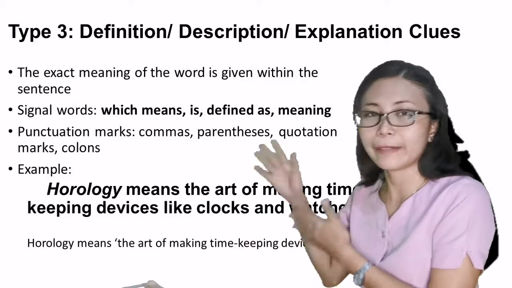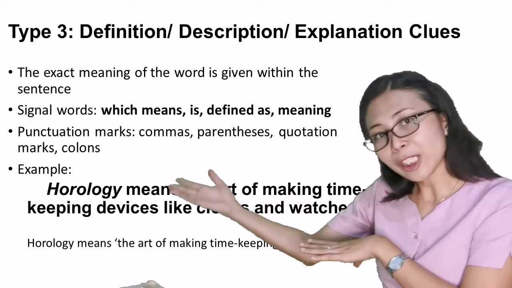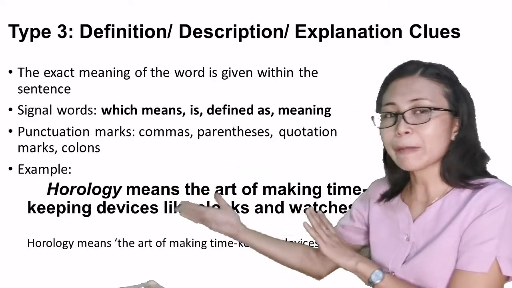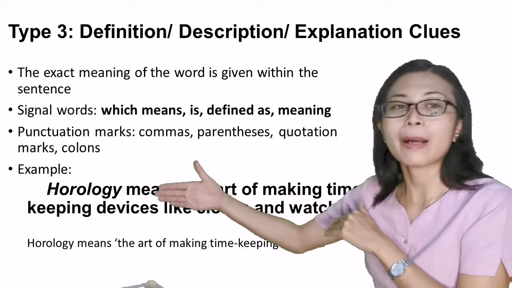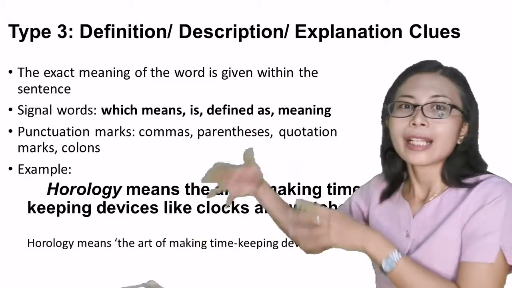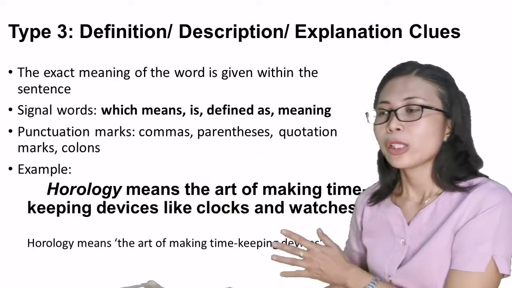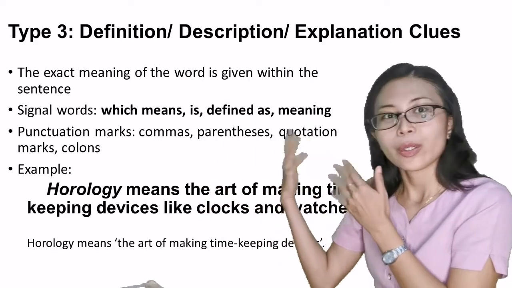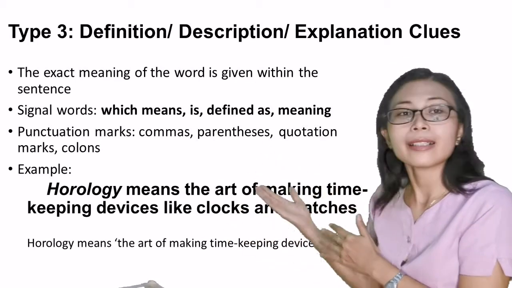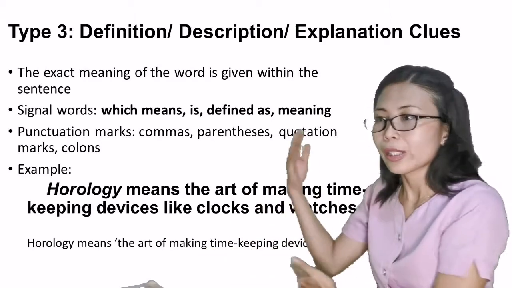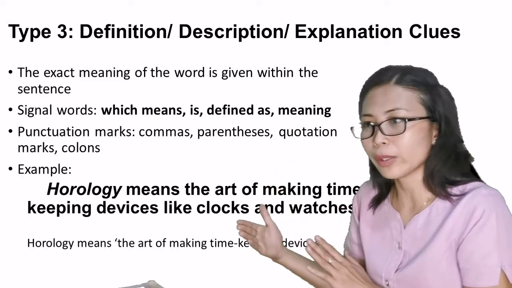The third type is definition or description or explanation clues. Definition meaning we are defining something. Description is the process of giving descriptive words or phrases about something, and explanation is explaining the process or details about something. So this is also used for context clue as its type. The exact meaning of a word is given within the sentence through a definition, description, or explanation.